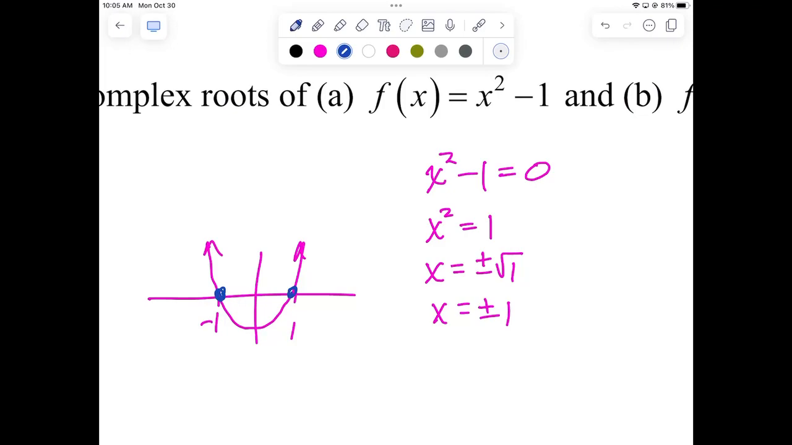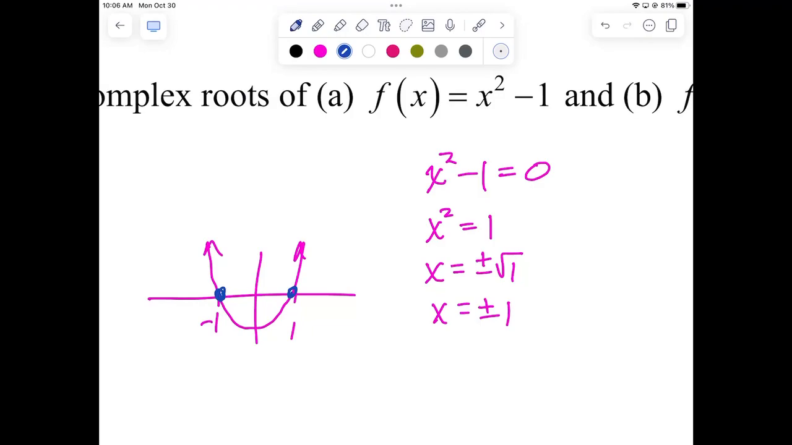What's the degree of the polynomial? 2. How many did I find? 2. The theorem says that there are how many if n is the degree? Exactly n, right? Exactly n. So as soon as you find that many, including multiplicities, these are both multiplicity 1, right? You know to stop looking.